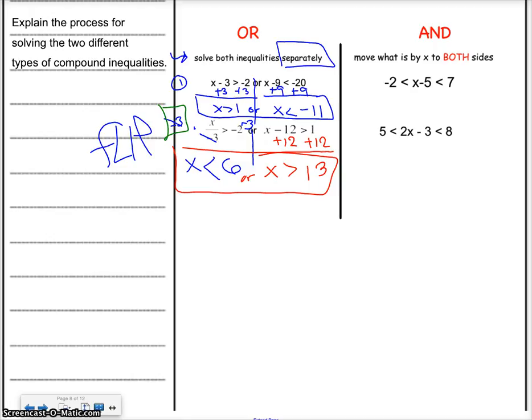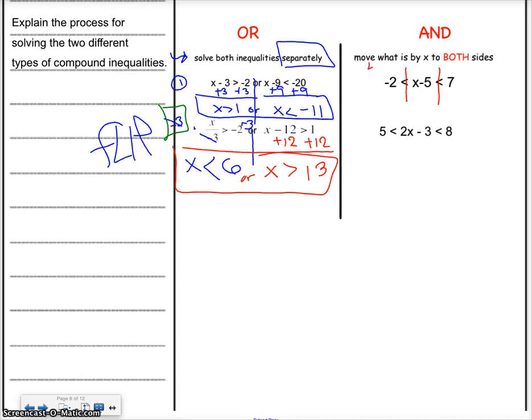Okay, got it? So the ORs, you have to solve both of them separately, and then you would graph it eventually if needed. The ANDs is a little bit different. What I need you to visualize here, remember algebra is all about balance, and so what you do to one side of an inequality or an equation, you must do to the other. But how many sides are on an AND? One side, two sides, 3 parts. Do you see how an AND has 3 parts to it?